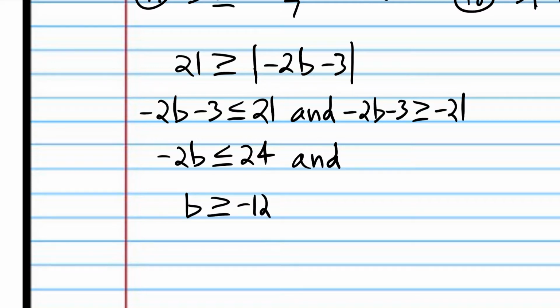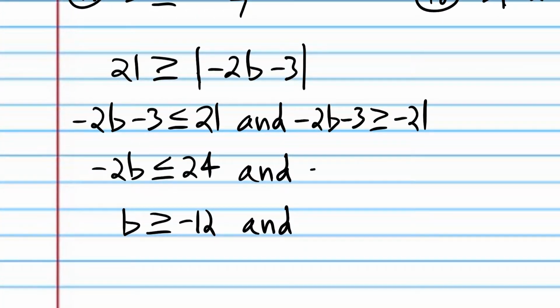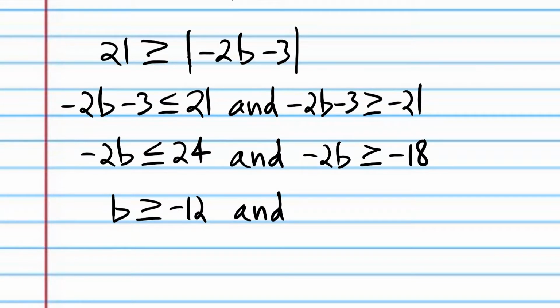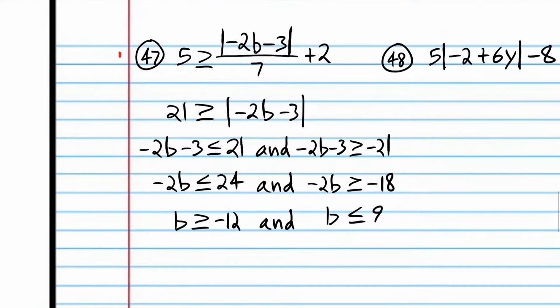So we have negative 12. Whenever you divide or multiply both sides of an inequality by a negative, you have to flip. You don't always have to flip, but when you're multiplying or dividing by a negative, you do have to flip the inequality. So we're going to bring down that word and. We're going to do the same thing over here. Add 3 to both sides, and we get negative 2b is greater than or equal to negative 18. And divide both sides by negative 2, and we have to flip the inequality again because we divided by negative 2. And we get b is less than or equal to 9.